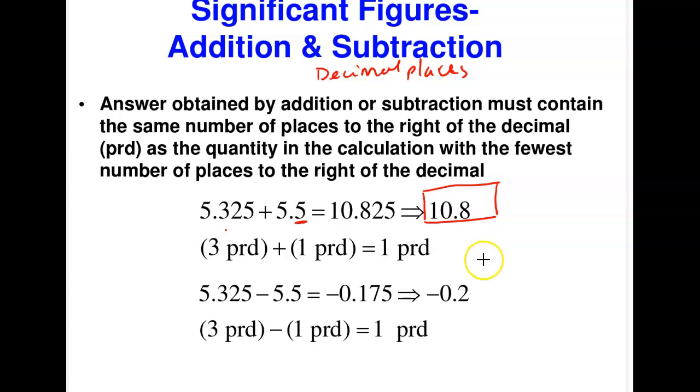The same thing happens when we do subtraction. If you subtract this number from this number, you're going to be getting 0.175. If you look again, this has 3 decimal places. This has 1 decimal place. The final answer will be rounded off to what? 1 decimal place. So this will be negative 0.2. So this is how this plays out.